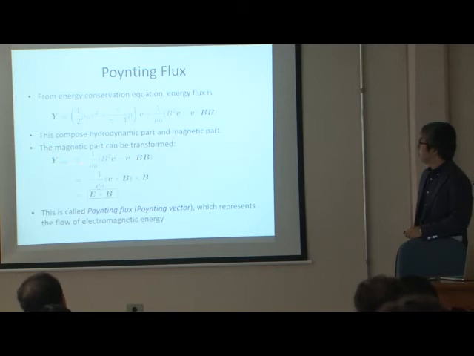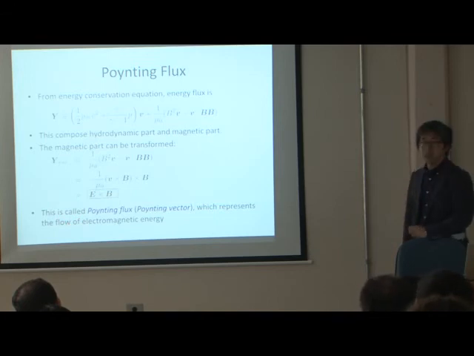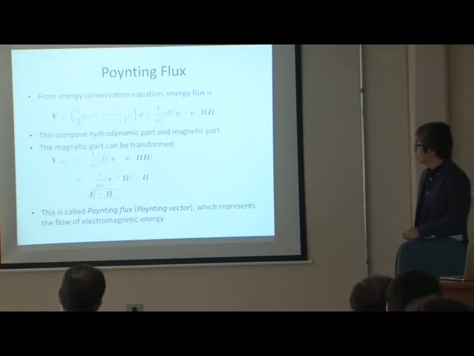This is B squared v minus (v dot B) B. This can also be rewritten into this equation, where v cross B comes in. We say this is E, the electric field. So this gives the E cross B term, which we call the Poynting flux. This is the Poynting vector, which represents the flow of electromagnetic energy. This is a very simple situation.